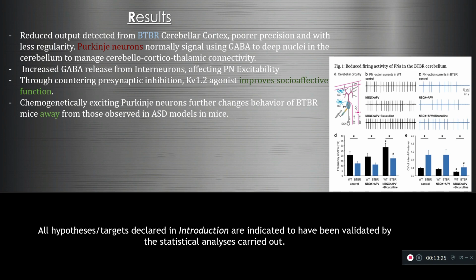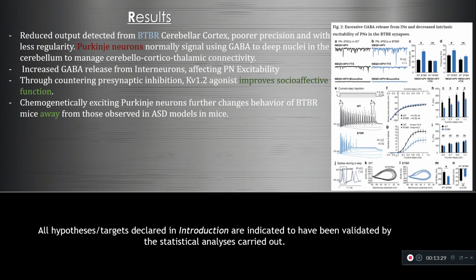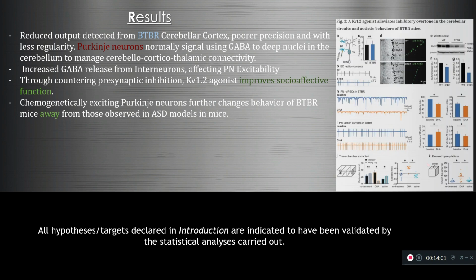Purkinje neurons normally signal using GABA to deep nuclei in the cerebellum to help manage and moderate cerebellocortical thalamic connectivity. But within autistic individuals, that regulation doesn't happen. So you might see less regulation. You might even see problems with executive dysfunction downstream from that. The Kv1.2 channel antagonist improves social affective function. So social and emotional function are improved by countering presynaptic inhibition, and Purkinje neurons keep firing more.